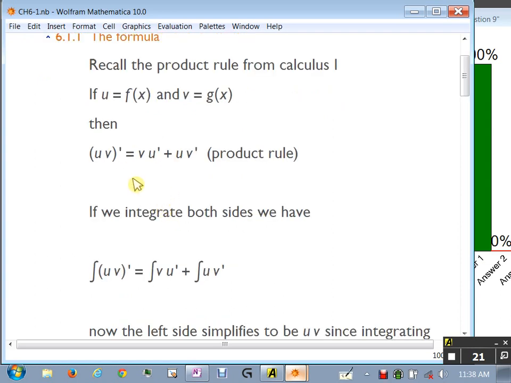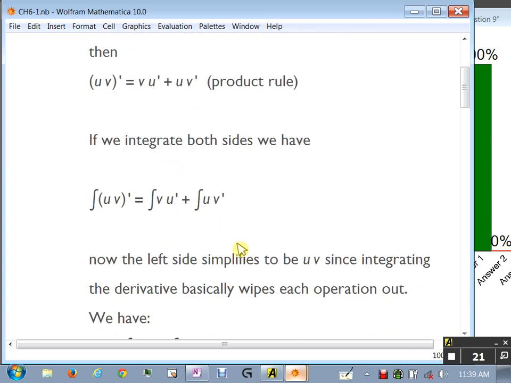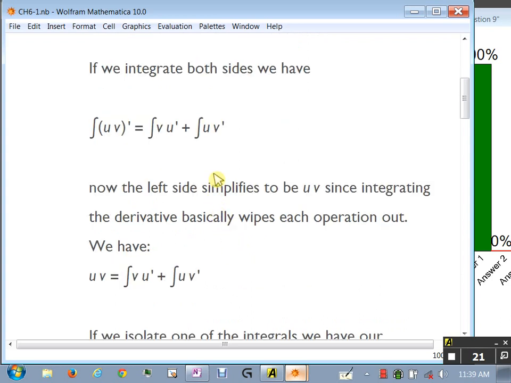So now what we're going to do is undo the derivative here by integrating both sides. If I take the antiderivative of u times v, what should I get? What's the antiderivative of the derivative of something? Don't they undo each other? Yes. I would take the antiderivative here, here, and here. Why am I allowed to do these two as two separate ones? Because they're added, right?